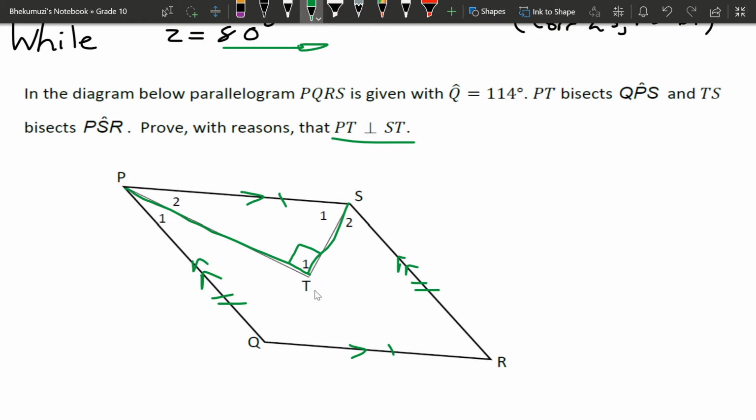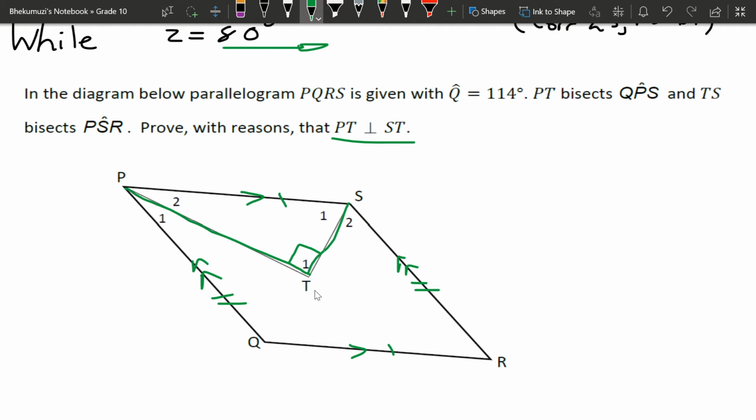Now, there are ways that you could have done it. If you think about it, you could have used Pythagoras, because remember, if you're able to prove the equation of Pythagoras, then that also implies perpendicularness, right? Or being right angled, right? Proving that PST is a right angled triangle where PS would be your hypotenuse. But that would be a bit impossible because you don't actually have values for that.